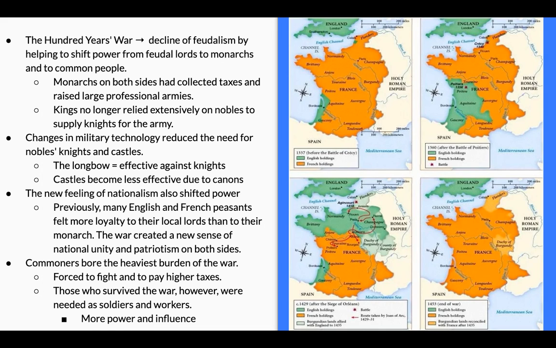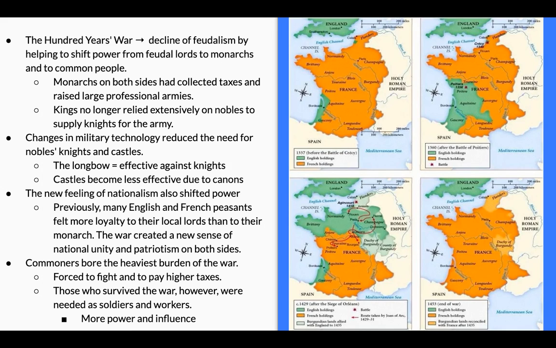So again, kind of everything that the nobles had to offer: their knights to fight for the king, their castles to serve for protection. They really proved to be pretty useless at this point with the new technology and with the new system of professional armies. The new feeling of nationalism also shifted power away from lords.